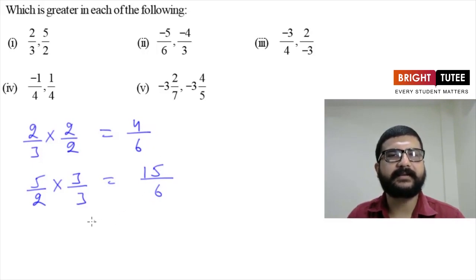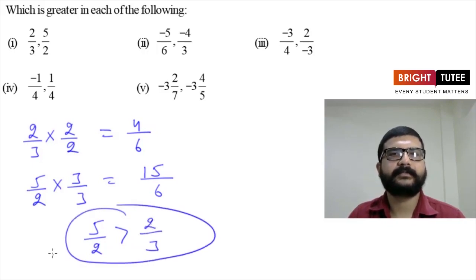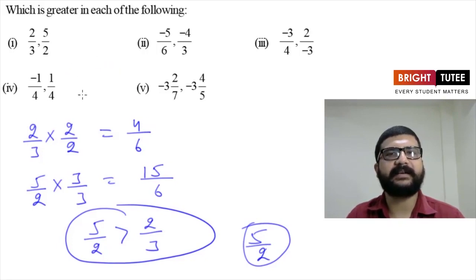15 upon 6 is greater. So therefore we can say 5 upon 2 is greater than 2 upon 3. So for this question the answer will be 5 upon 2 because we just have to tell which number is greater. So 5 upon 2 is greater.